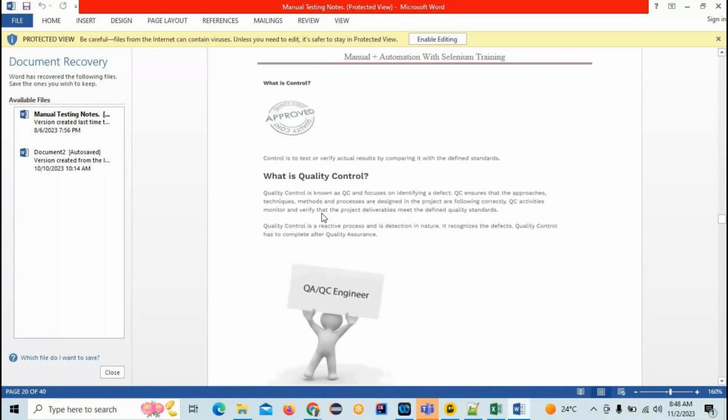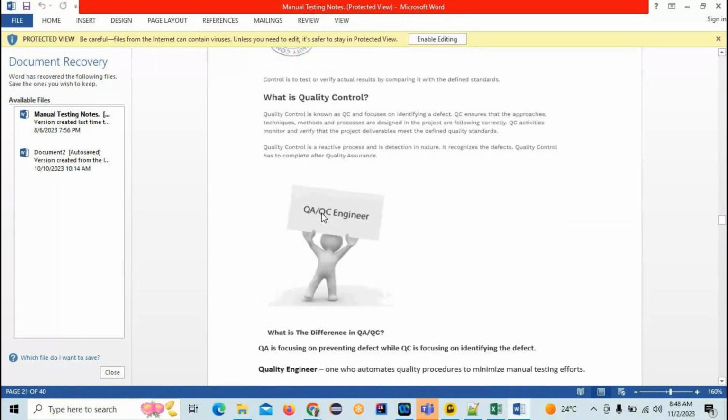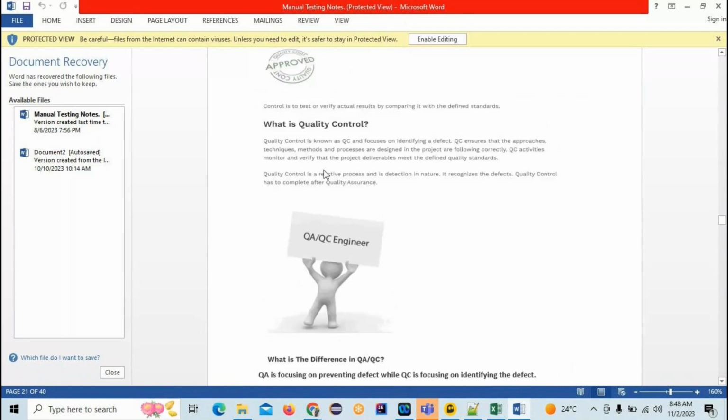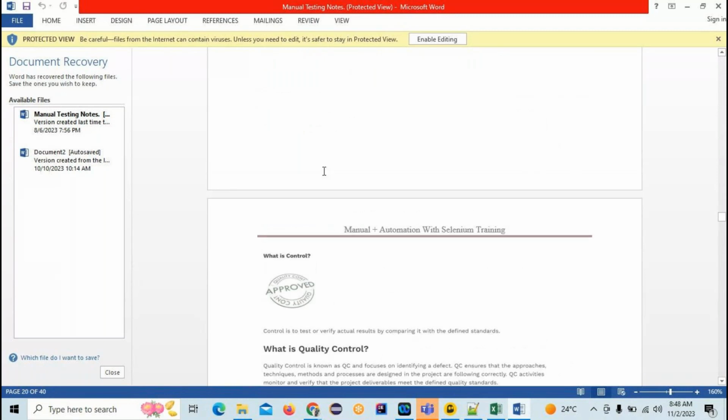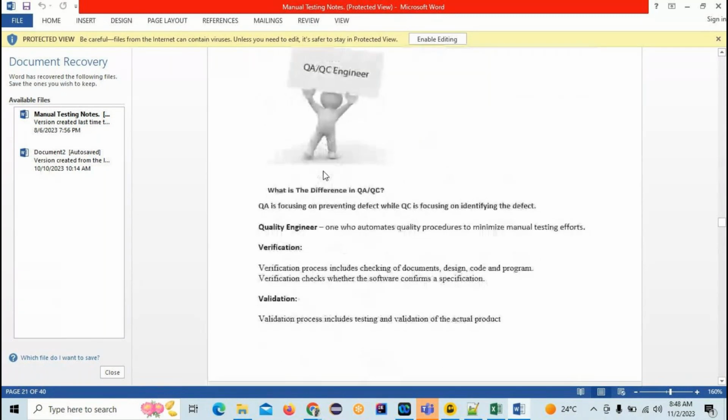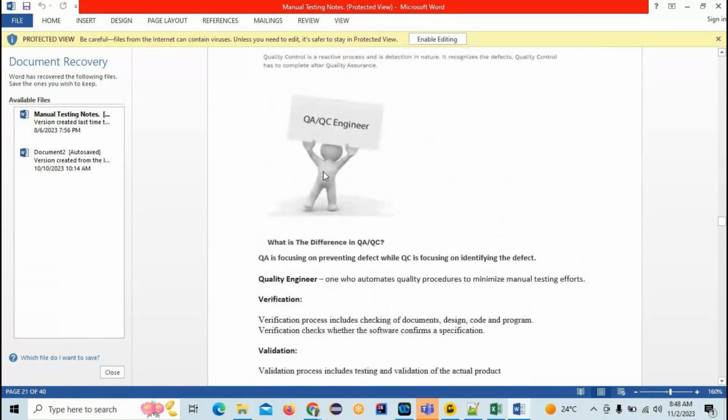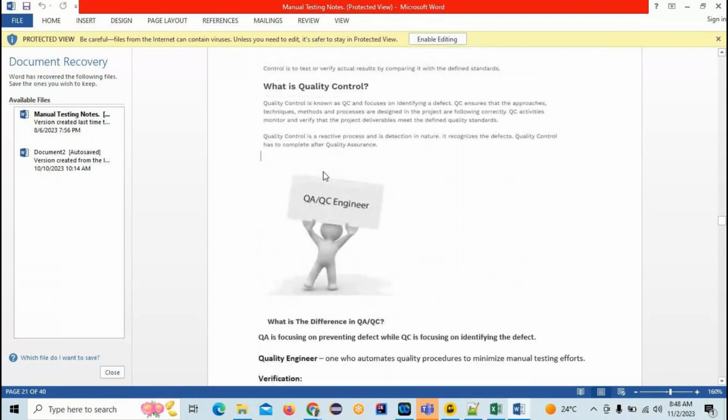Okay, let's see first QA, QC, QE, and then we can move to the error bug concepts. Okay, so here we have QA, QC, and QE. What is meant by QA, what is meant by QC, and what is meant by QE? So if you come to the QA part, QA is mostly focusing on preventing the defect.